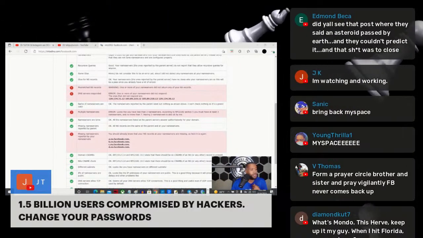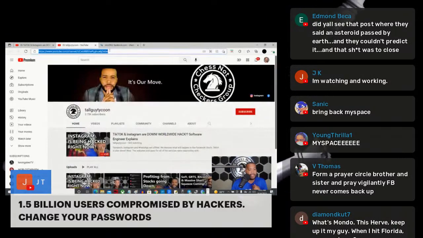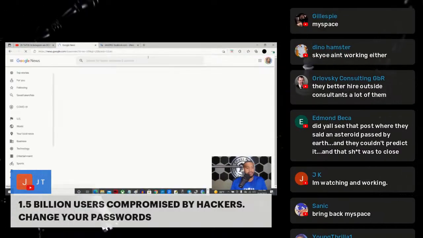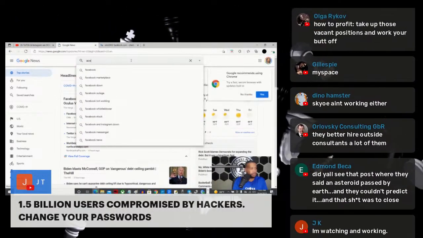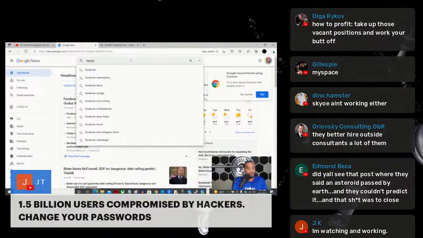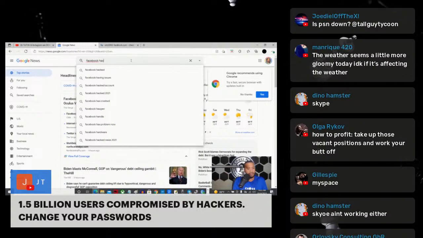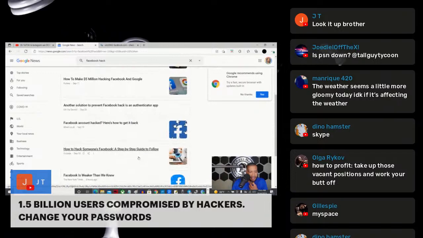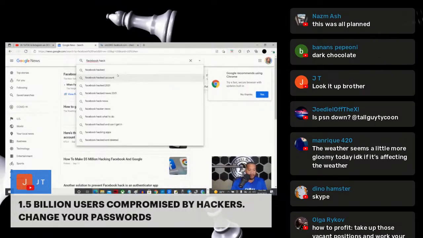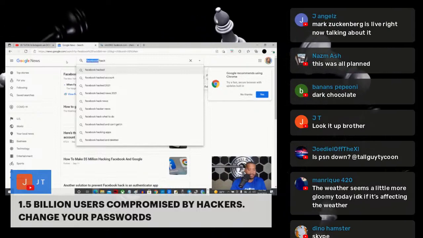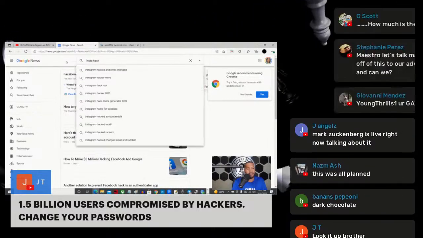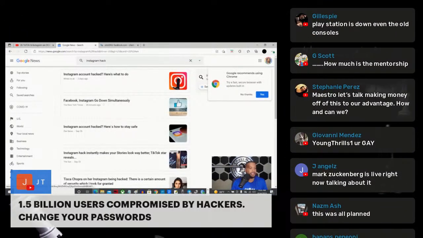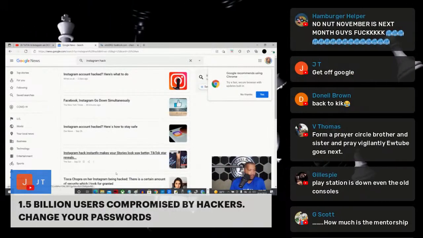Somebody says 1.4 million users compromised by hackers. I don't know about that. I haven't seen anything about that, right? Let's take a look. Nah, there's nothing on there about Facebook being hacked. So I don't know yet. Sometimes the news comes in on a different source, or it comes in late. Well, I don't see anything on there about it. Sometimes Google News is late, so we don't know.